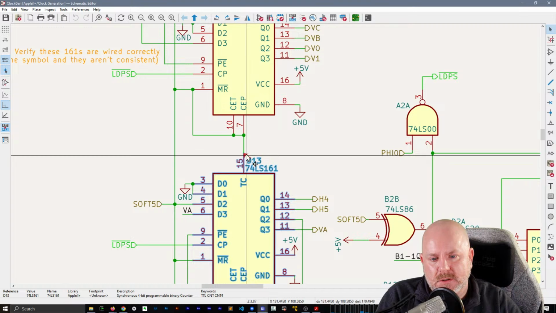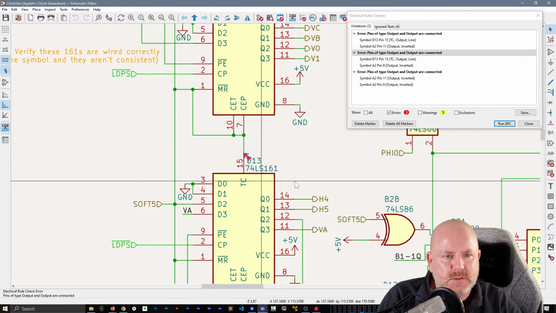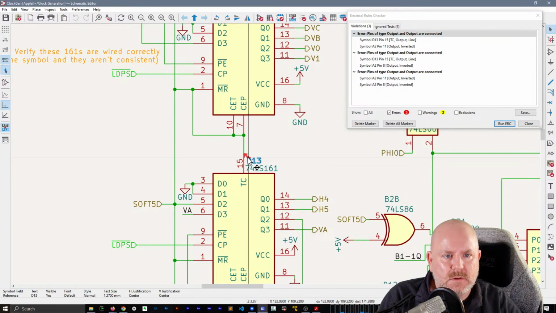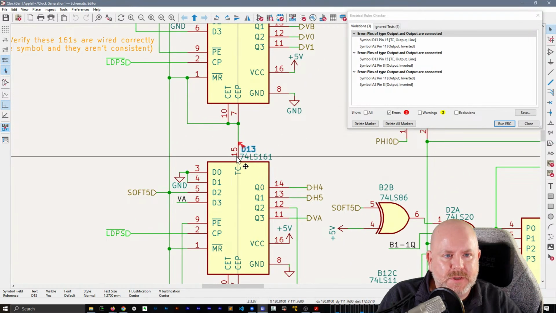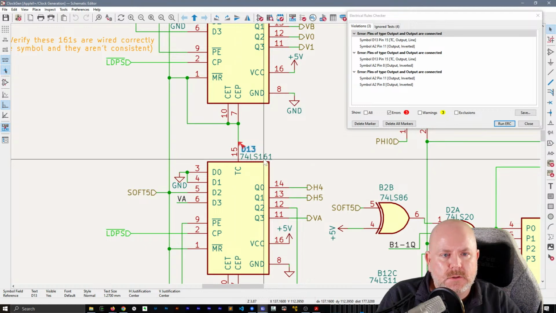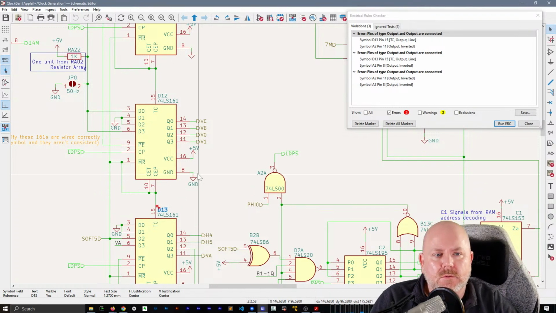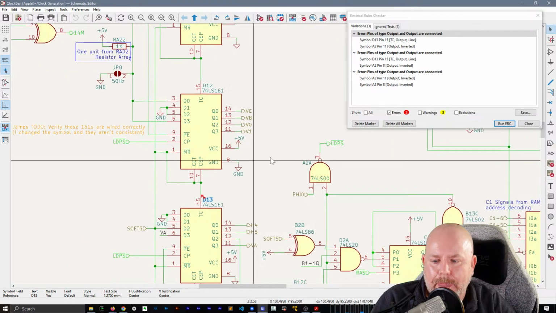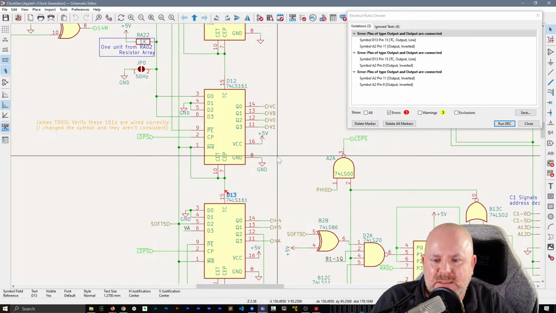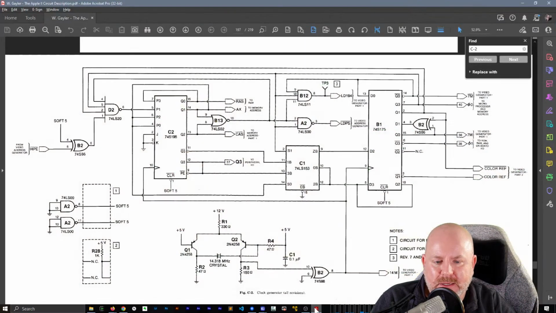Okay, so it's complaining that pin... what? Well, it's for D13. Pin 15 is connected to A2 pin 11. Oh. Yeah, I see why that's a problem. Yep. Oh man, I feel like this is not good.